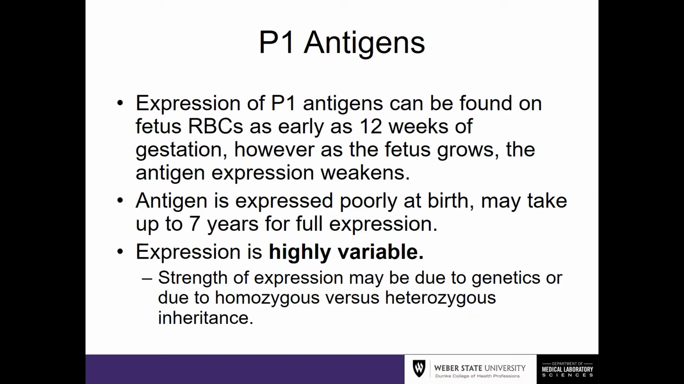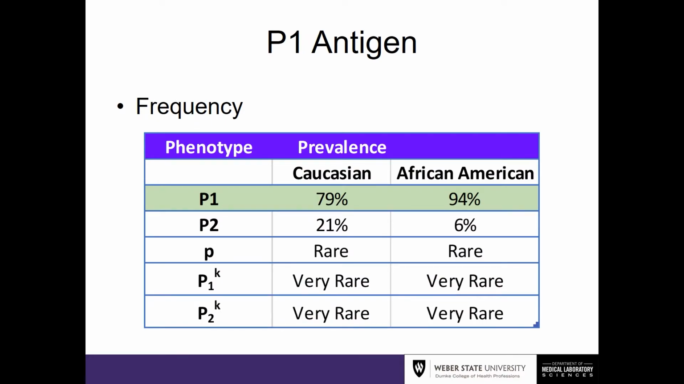But even after that, at full expression, they are highly variable, meaning one person might be a strong expressor and another may be a weak expressor. This could be due to genetics, or it may be due to homozygous versus heterozygous inheritance. It also can be dependent upon race. 79% of Caucasians are positive for the P1 antigen, and 94% of African Americans are positive for the P1 antigen. So again, it's more likely that African Americans will be strong expressors of this P1 antigen.